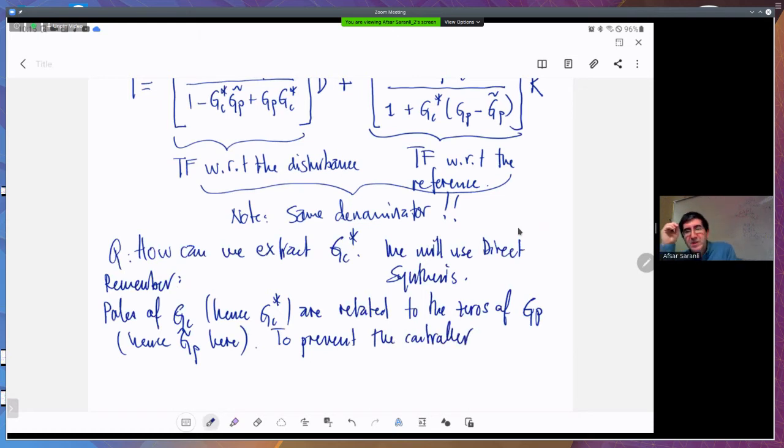Okay, so to prevent the controller, remember what was the problem with the Padé approximation. The Padé approximation is a better way of dealing with the time delay, but one problem is that it necessarily introduces an unstable zero to the open loop plant. Okay, so what happens is that the open loop zero of the plant becomes an open loop pole of the controller, resulting in an unstable controller. So to prevent the controller from becoming unstable, we will make a further assumption.